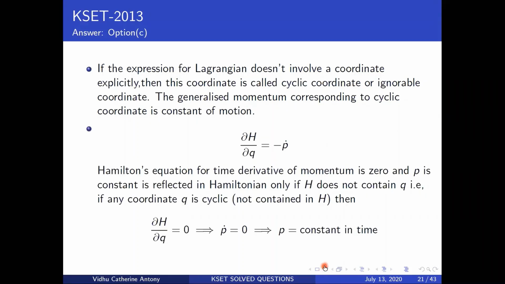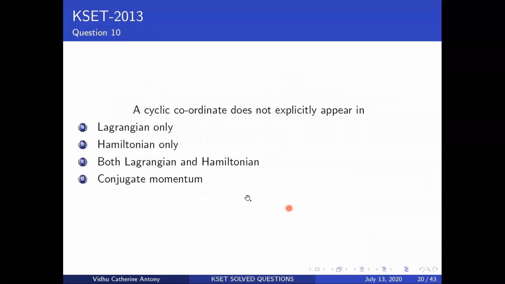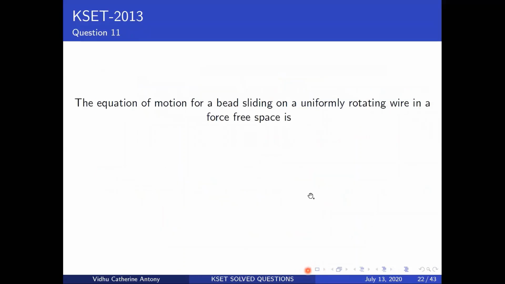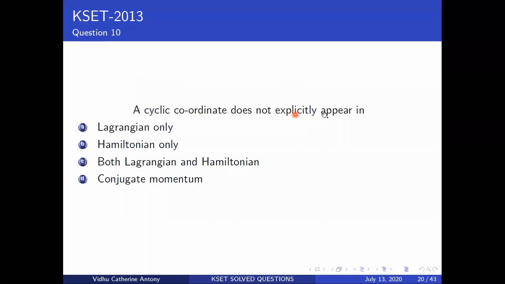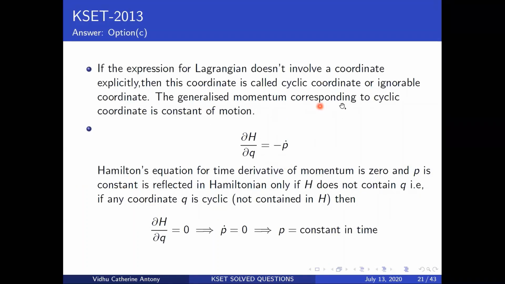Now, if you're looking at your Hamiltonian, so you know that your Lagrangian, the cyclic coordinate does not explicitly appear in your Lagrangian. Now, what about the Hamiltonian? Using this point that the generalized momentum corresponding to the coordinate is a constant of the motion, what do you have basically? You should have remembered this if you've done your first semester: dou H by dou q is equal to minus p dot.